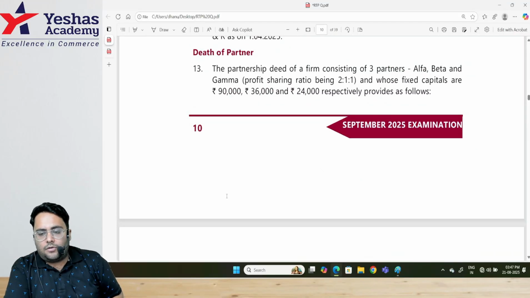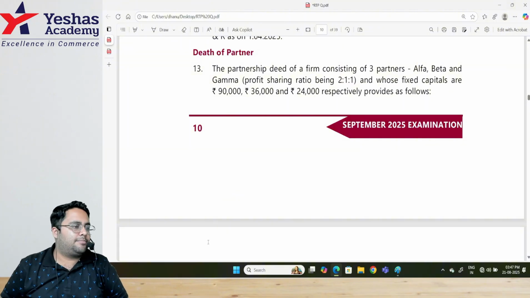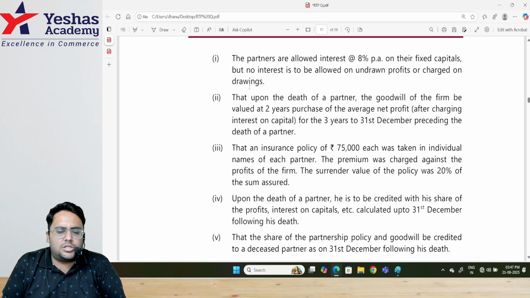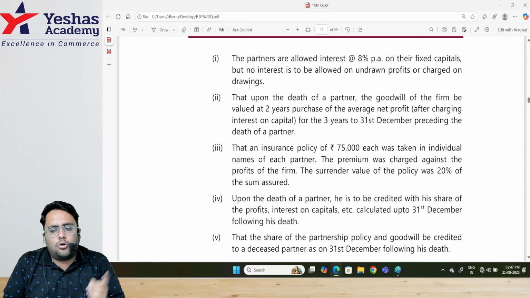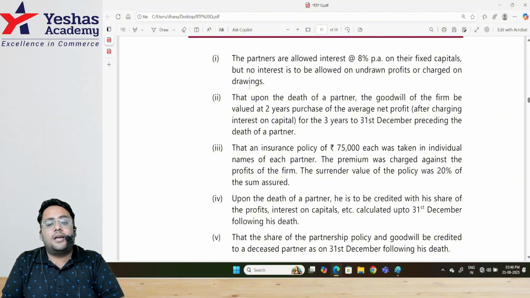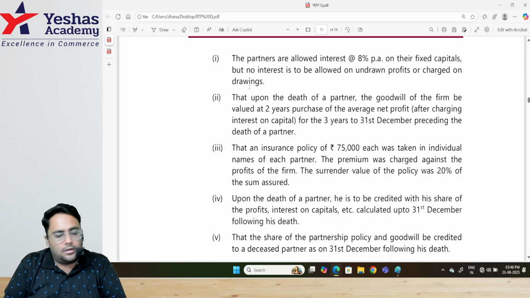The partnership firm consists of 3 partners, Alpha, Beta, Gamma, ratio 2:1:1, fixed capitals 90,000, 36,000, 24,000 respectively. The partners be allowed interest at 8% per annum on fixed capital. No interest to be allowed on undrawn profits or charged on drawings. I remember again reading such a question. Upon the death of a partner, goodwill of the firm be valued at 2 years purchase of the average net profit after charging interest on capital for the 3 years preceding 31st December preceding the death of a partner.